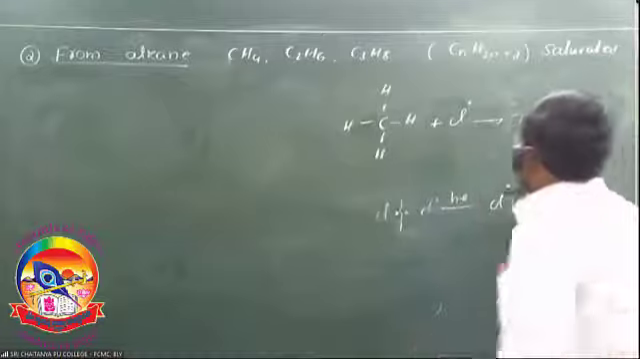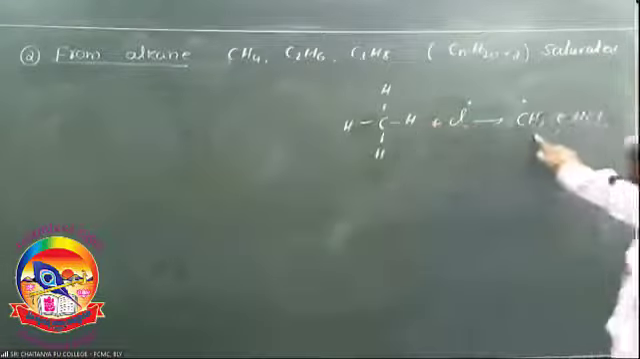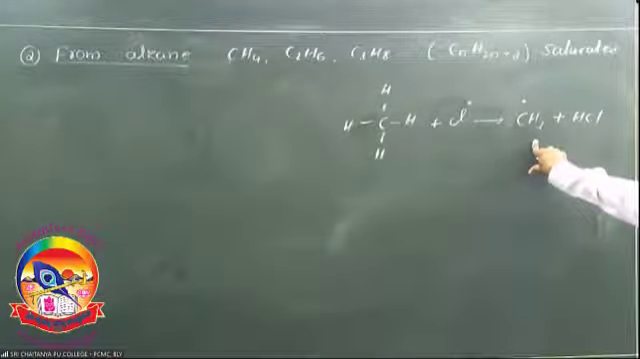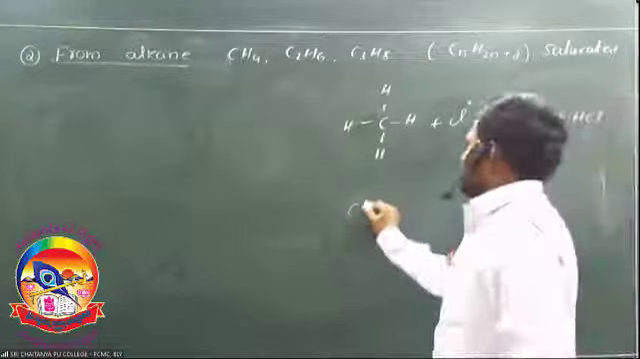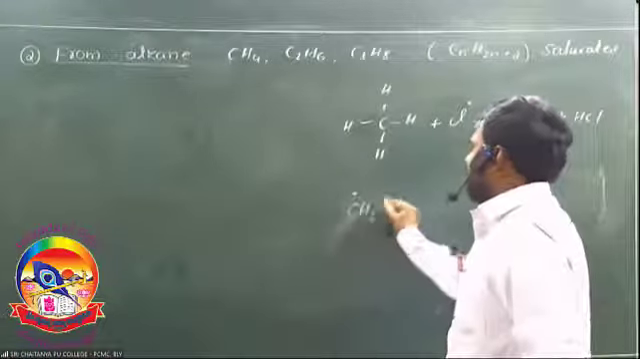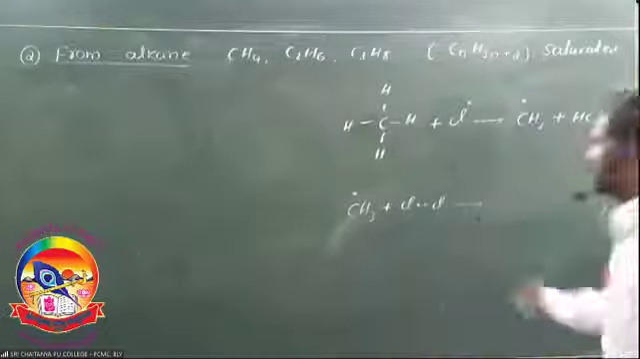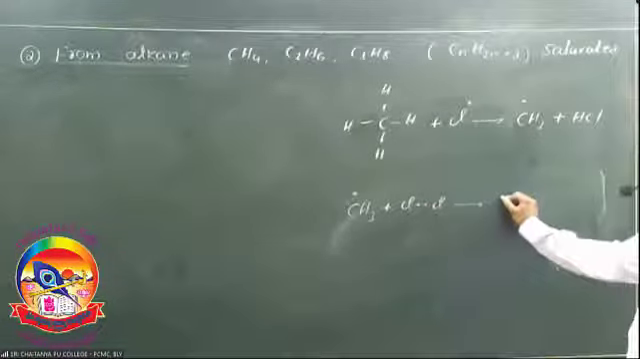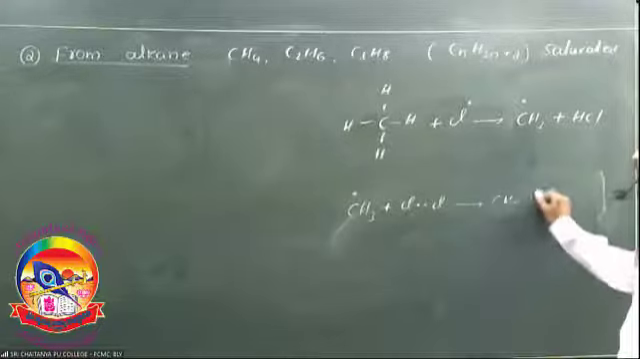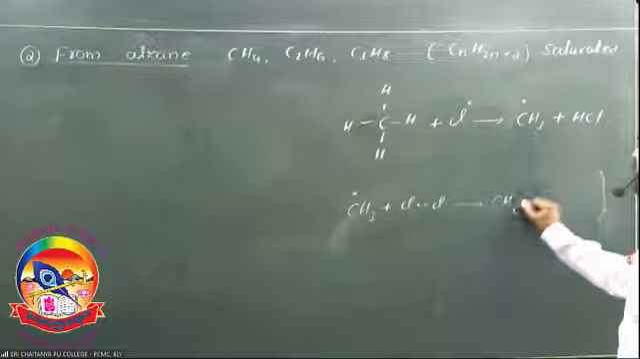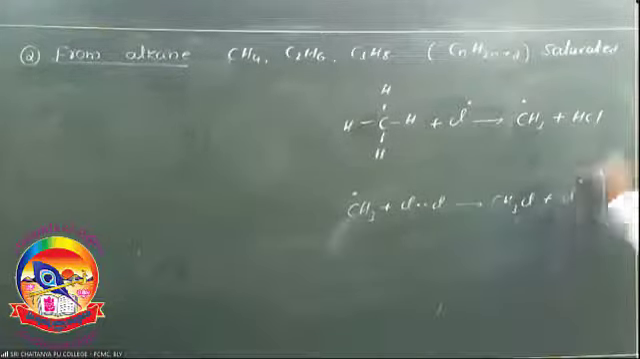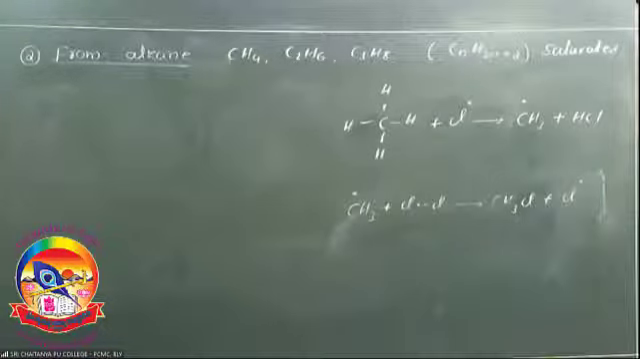This methyl free radical reacts with another chlorine molecule. A free radical reacts with a neutral molecule and another new free radical is formed. The methyl free radical reacts with a chlorine molecule to give CH3Cl, methyl chloride, and another free radical. This is the mechanism.